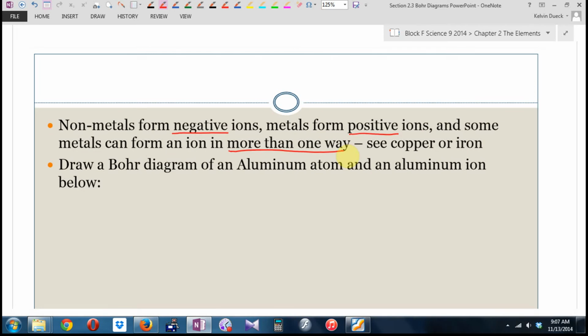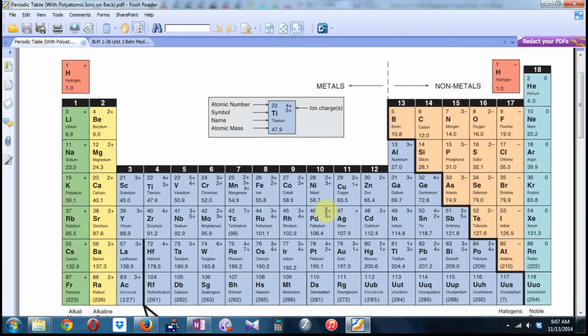And you can tell on your periodic table, I'll come back to this in a second, take a look, for example, at element 25. Do you notice it has more than one charge? That's saying it can form an ion in more than one way. We have a fancy word for that. We say it's multivalent. There's different ways for it to be stable.